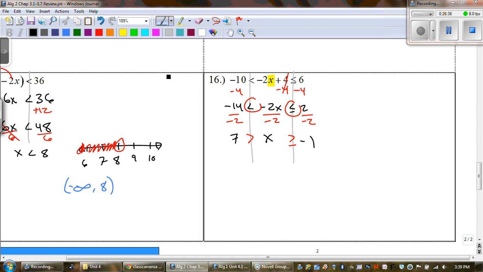Okay? So we have to flip this because we always want the lower number all the way to the left. And then we have to pay attention to each one of these. Between the x and the negative 1, the symbol is pointing at the negative 1. And between the 7 and the x, the symbol is pointing at the x. Okay? So when we draw this, we just worry about our two symbols. At negative 1, we're closed. At 1, it's open. And we shade in between.